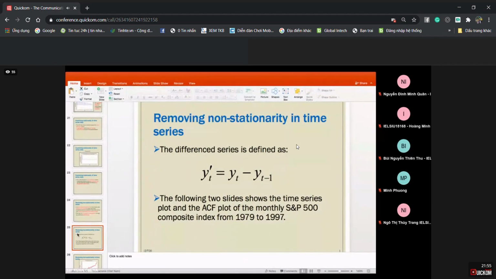So differencing represents the difference between t and t minus 1. That will help you to remove the non-stationarity. If you take the first difference and this one is still non-stationary, you can take the second difference.